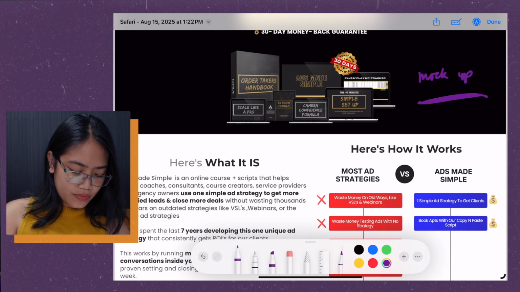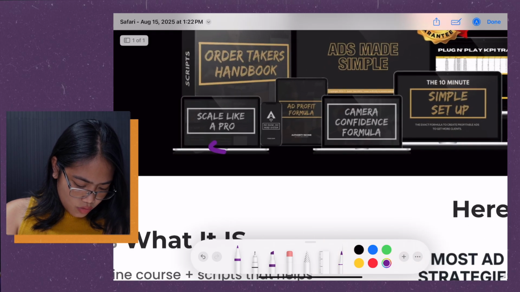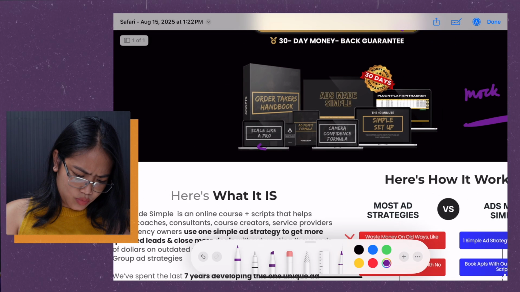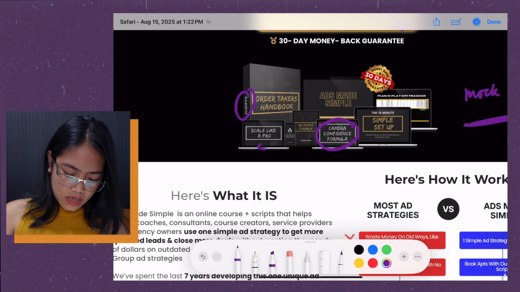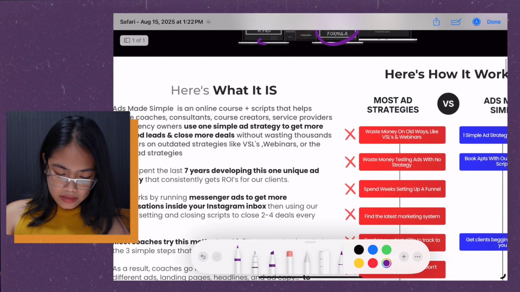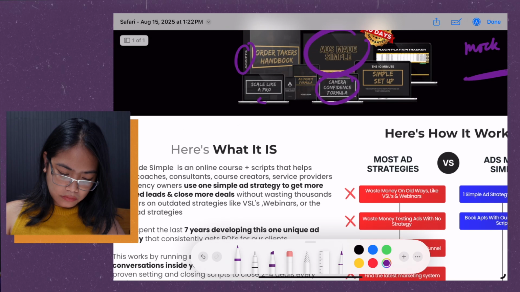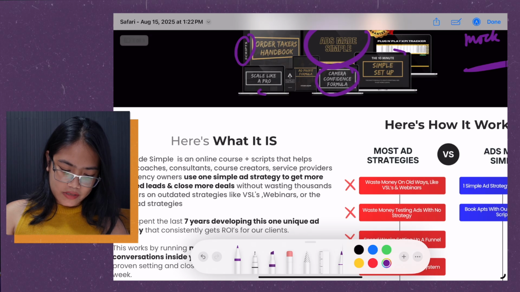So he has here, scale like a pro. What is this? No show, no more system. Ooh. Order taker's handbook with scripts. And then add profit formula, camera confidence formula, 10-minute simple setup, and ads made simple. Plug and play KPI tracker. Okay. That's good. I'm very curious about this 10-minute simple setup.